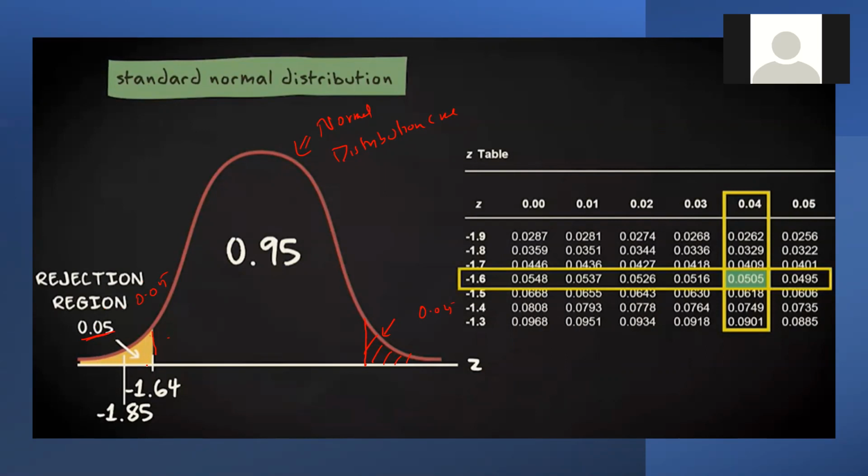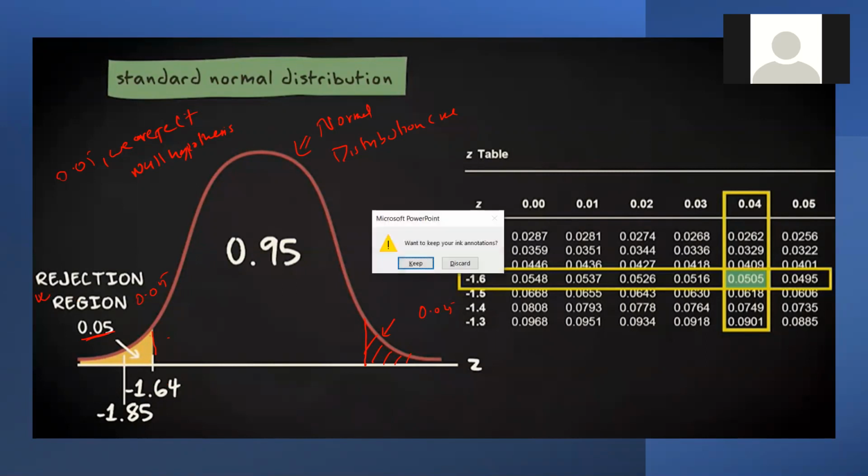So anything that is less than this is your rejection region. In this region we reject the null hypothesis, right? That is often called the rejection region. Your rejection region is minus 1.64.